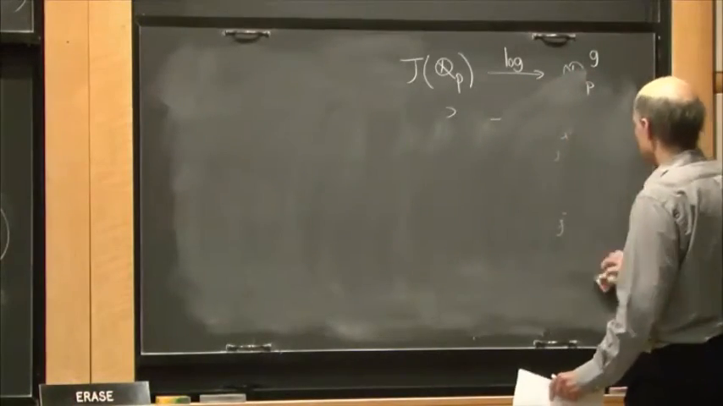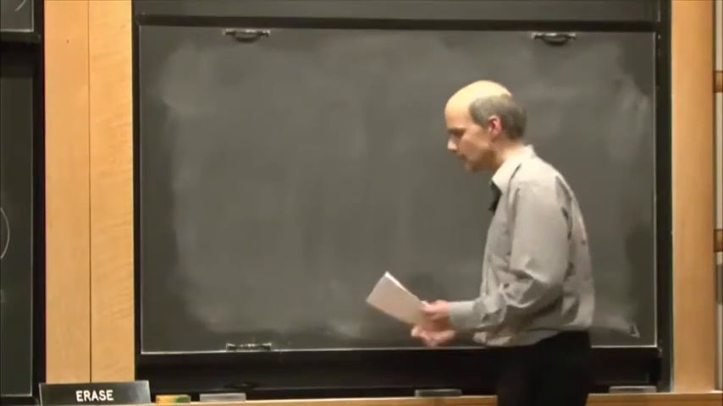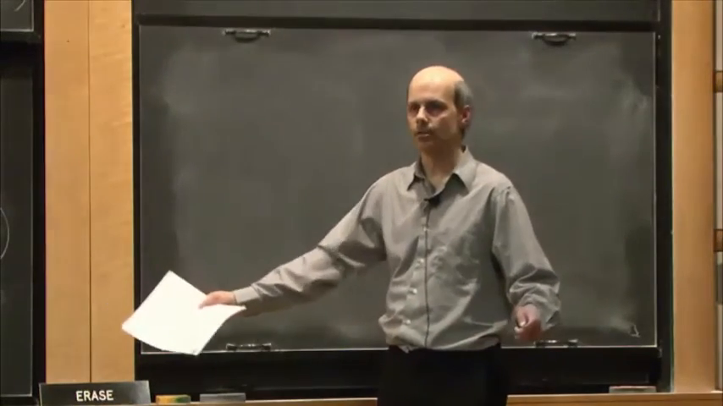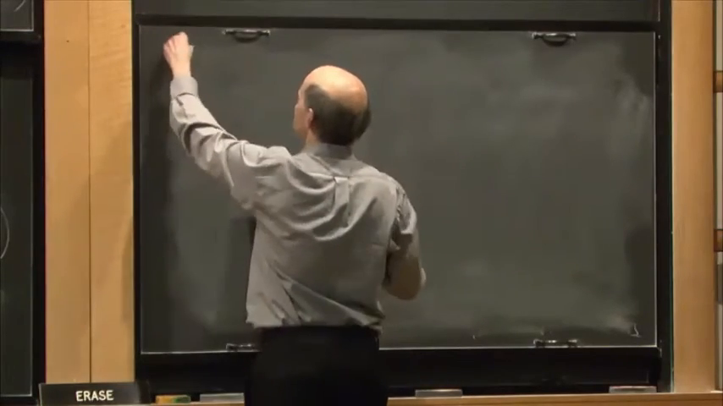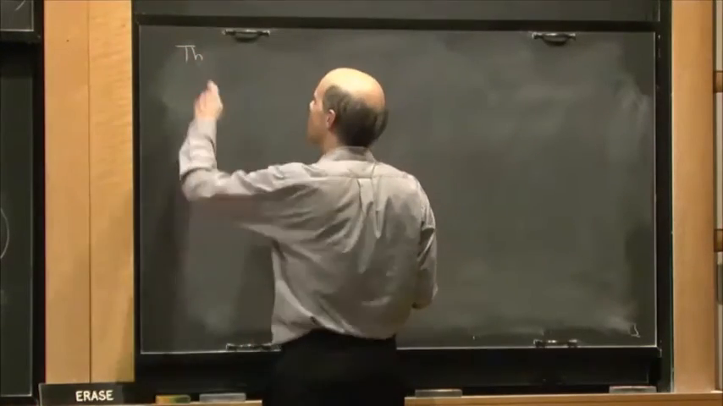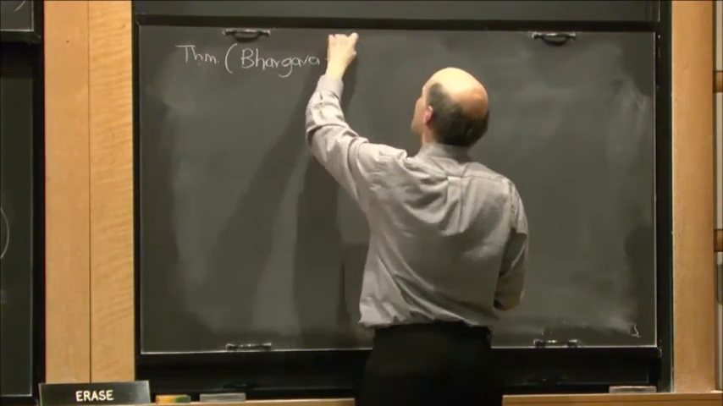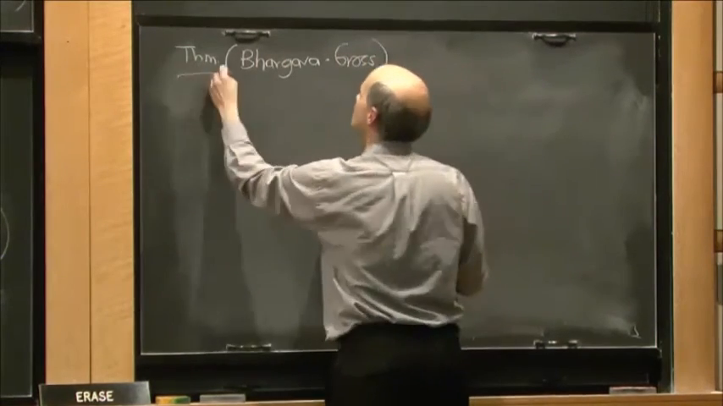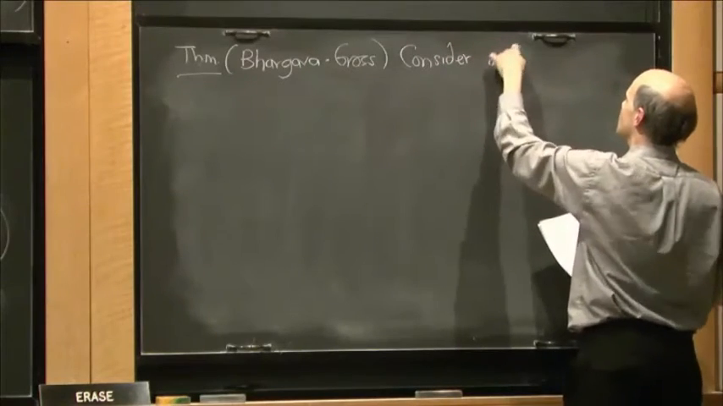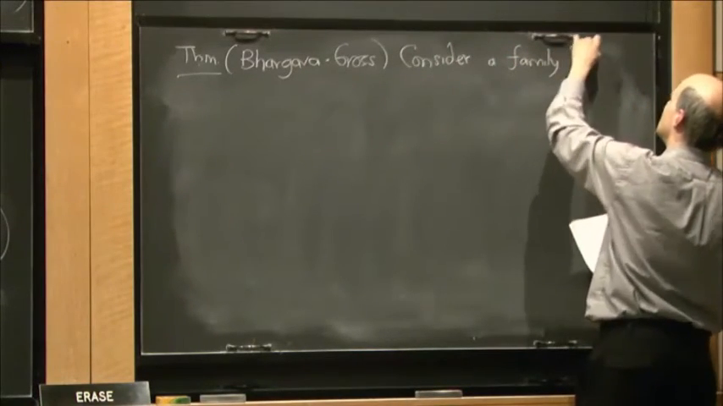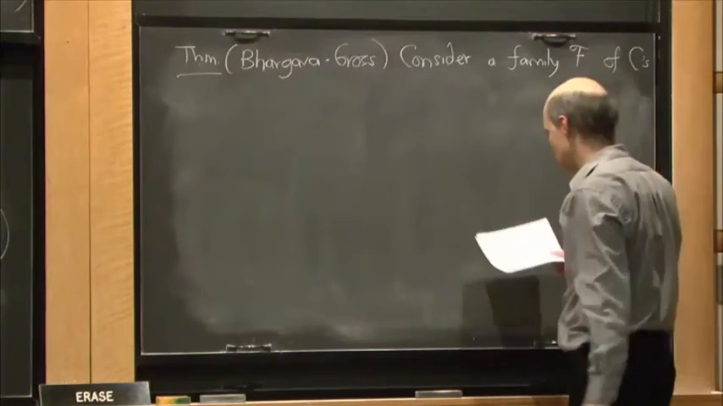So we need to use a theorem of Bhargava and Gross that not only estimates the average size of a Selmer group, but also tells you a little bit about the position of the Selmer group. So let me state this theorem. Consider a family F of curves of this type, these odd degree hyperelliptic curves.